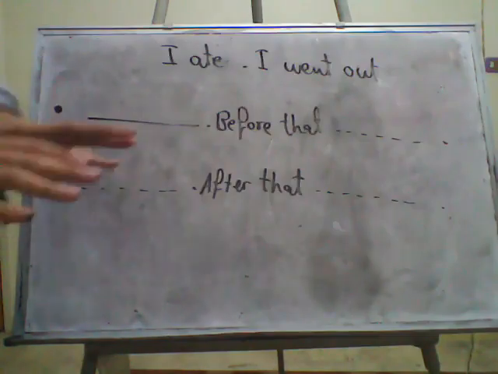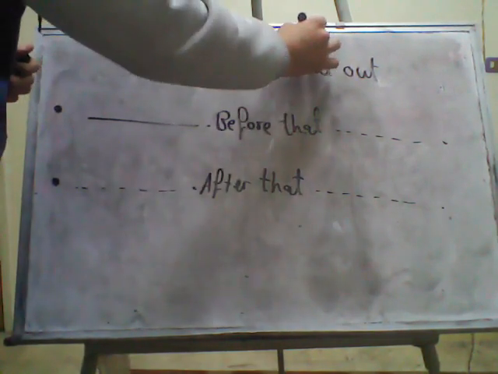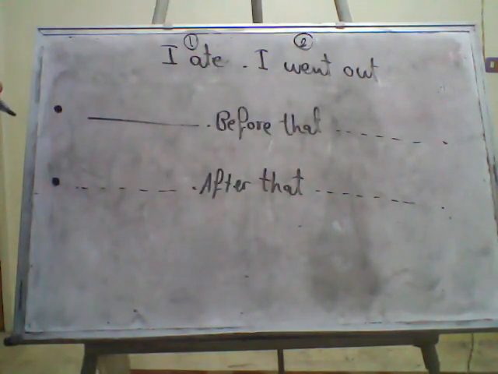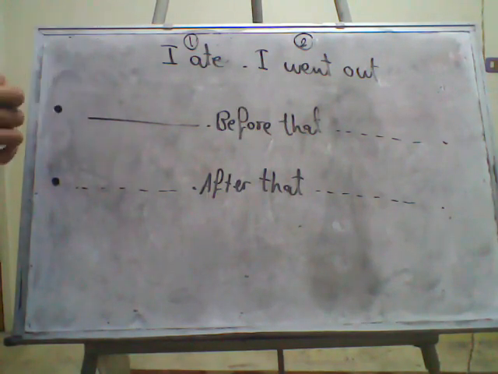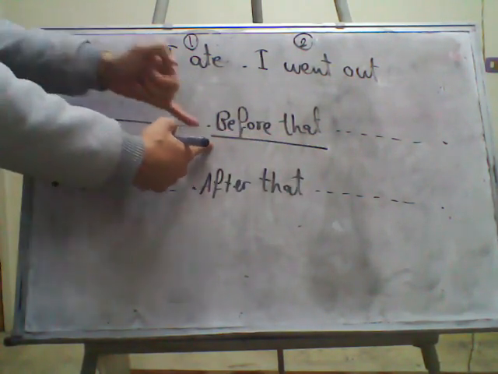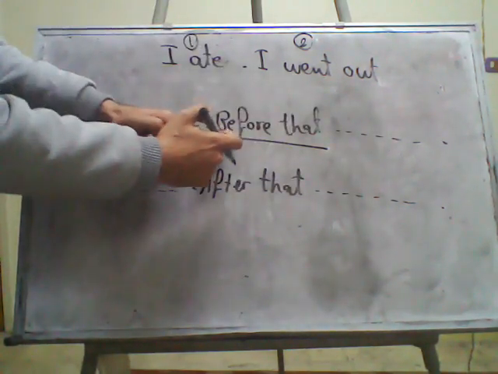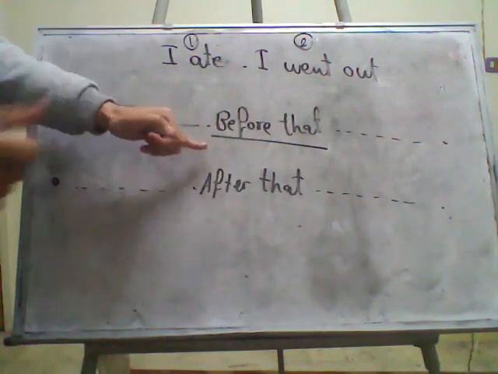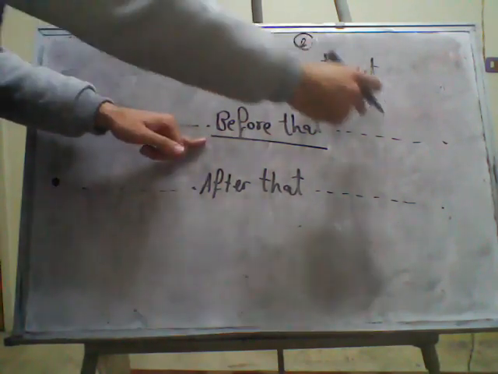The last thing, we still have here our example. I ate, I went out. This is the first action, and this one the second action. I want you to put the right sequence of the actions, but be sure that you are reading carefully. I have here the words before that, and I have just told you that before, as a conjunction, takes the second action after it. But here with the word that, it gives the meaning of after. So I'm going to use the first action here.